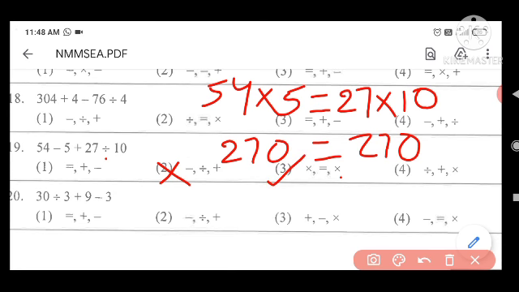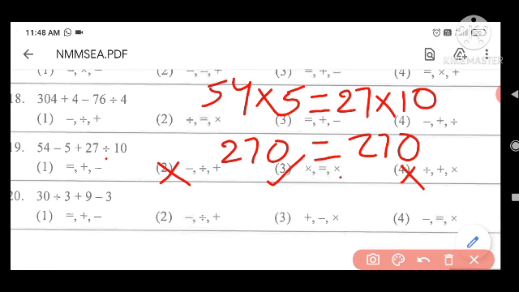Okay, there is no need to check option 4 because there is no is equal to in the fourth option. So the fourth one is also wrong. The third one is the right answer. Next question.